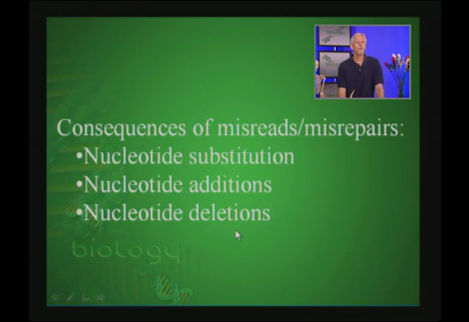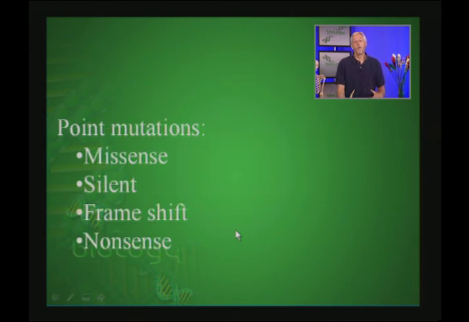Okay, now consequences of misreads or misrepairs. One would be a nucleotide substitution. So the polymerase may substitute an incorrect nucleotide for the one that should be there. There may be nucleotide additions, there may be nucleotide deletions. So let's go ahead and look at some of these types of mutations.